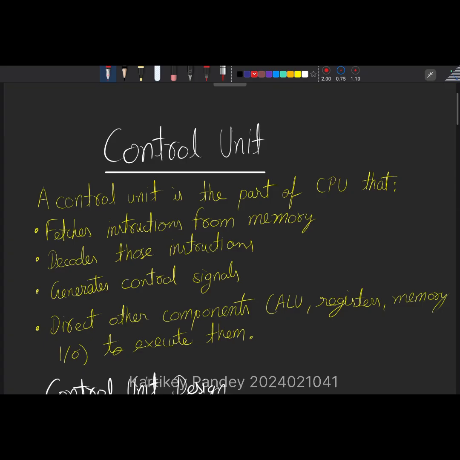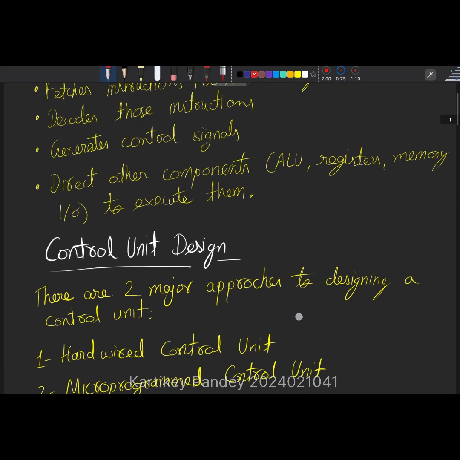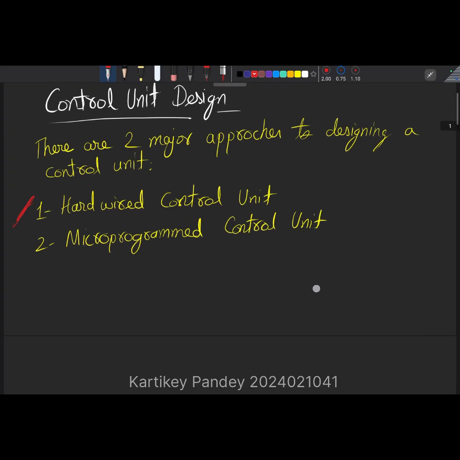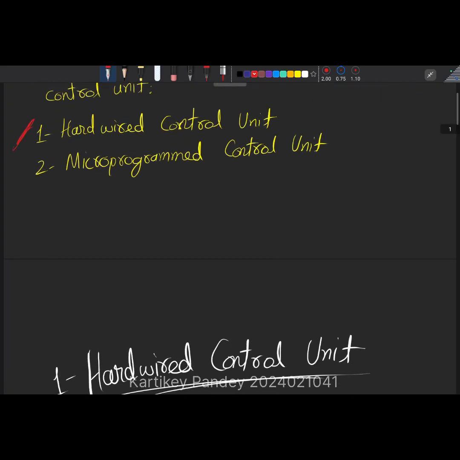So now let's move to control unit design. There are two major approaches to designing a control unit. The first approach is the hardwired control unit and the second approach is the microprogrammed control unit. In this video, we will be focusing on the first approach, that is the hardwired control unit. In the next video, we will be discussing the microprogrammed control unit. So now let's move towards the discussion about the hardwired control unit.